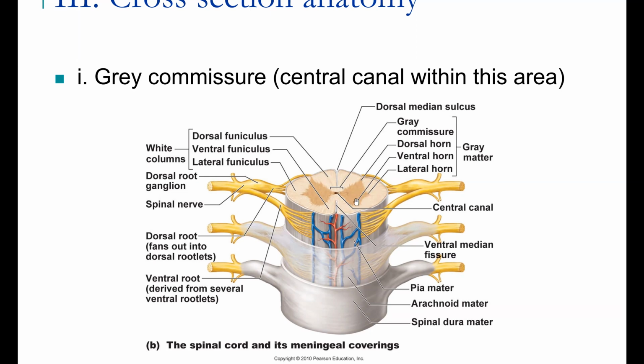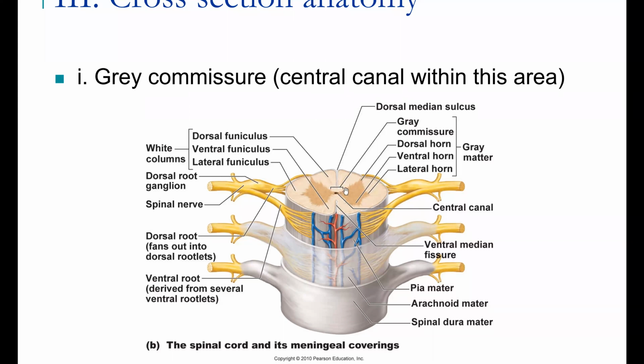This is primarily gray matter. Remember, white matter is primarily myelinated fibers. Gray matter is cell bodies and non-myelinated fibers, primarily. So this is where our cell bodies are, and this is where some of our tracts are. The white part is the myelinated part. It has names too. It is called a funiculus, okay?